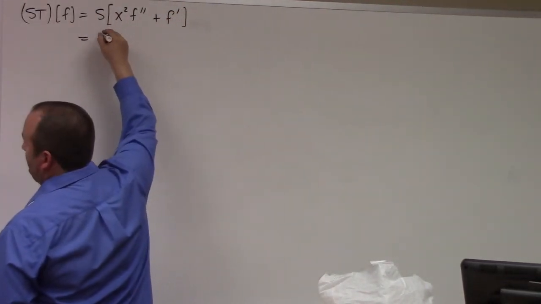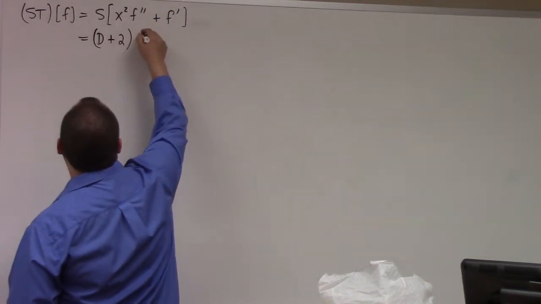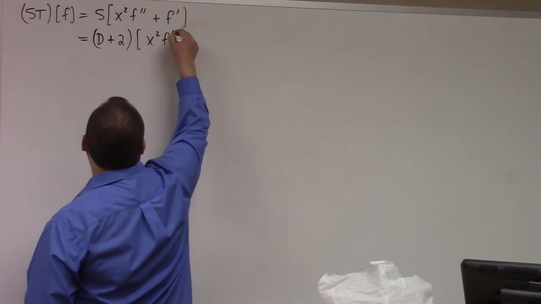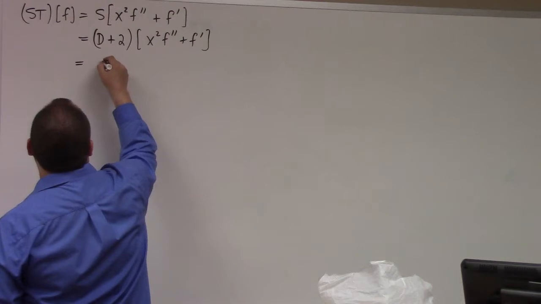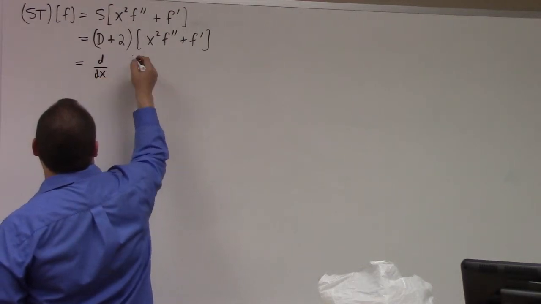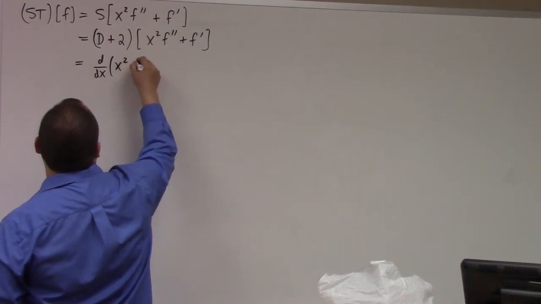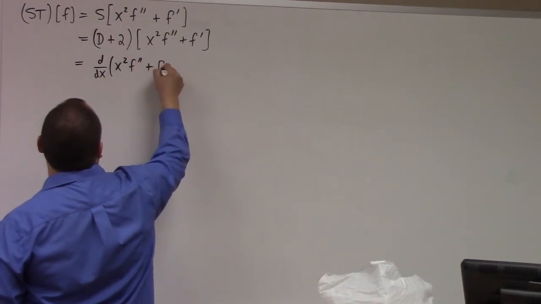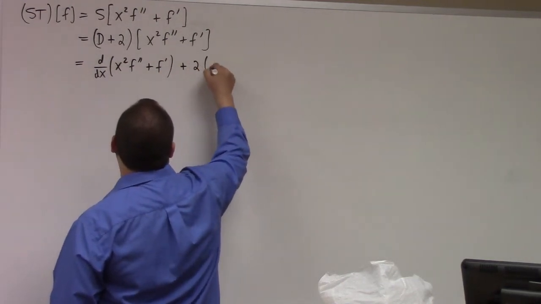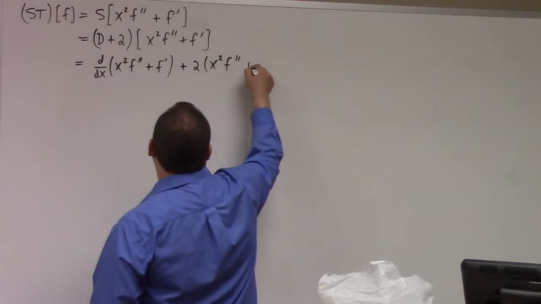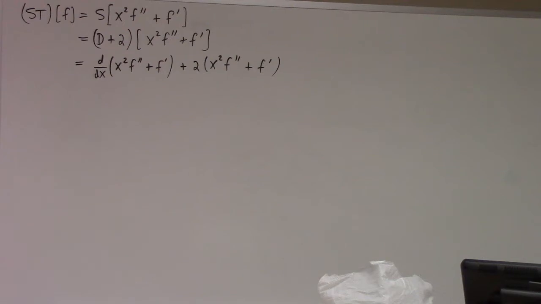But what was S? S was what? It was D plus 2 acting on this, right? So I'll write it out in the d/dx notation since that's a little bit more familiar to you guys sometimes. So I have d/dx of x squared f prime prime plus f prime, plus 2 times x squared f prime prime plus f prime. The 2 operators, not exciting.